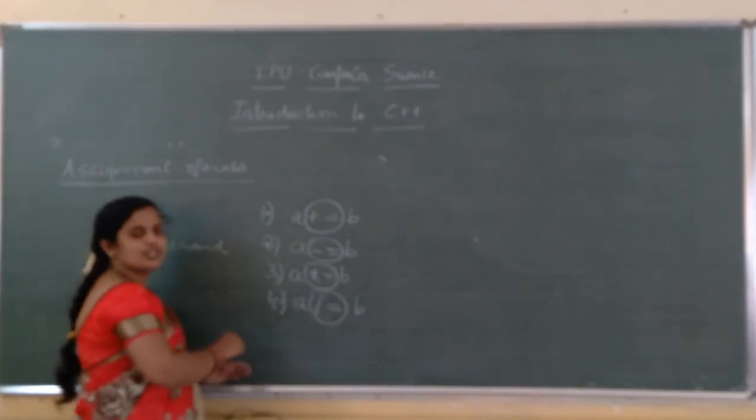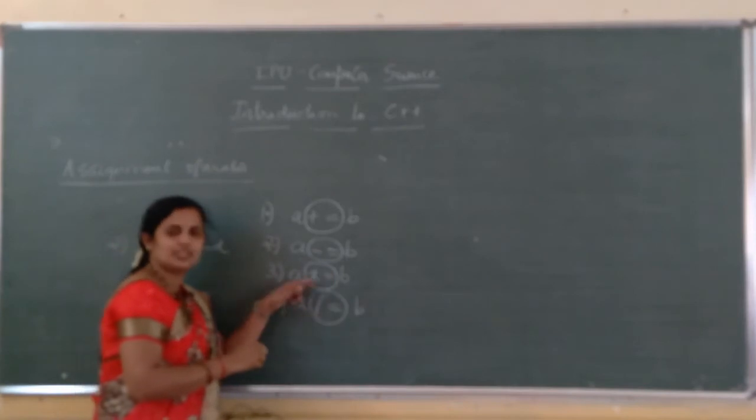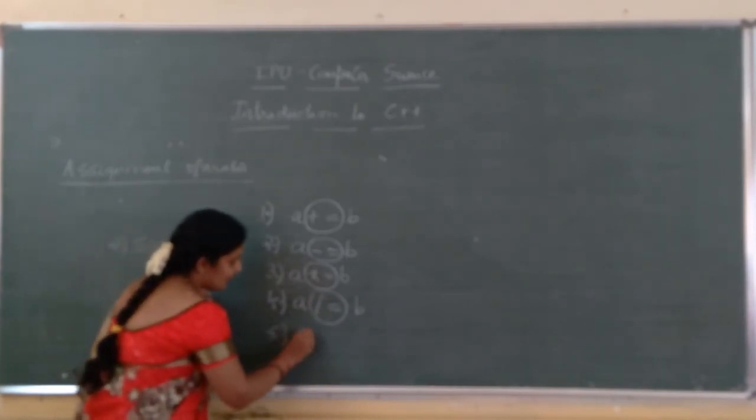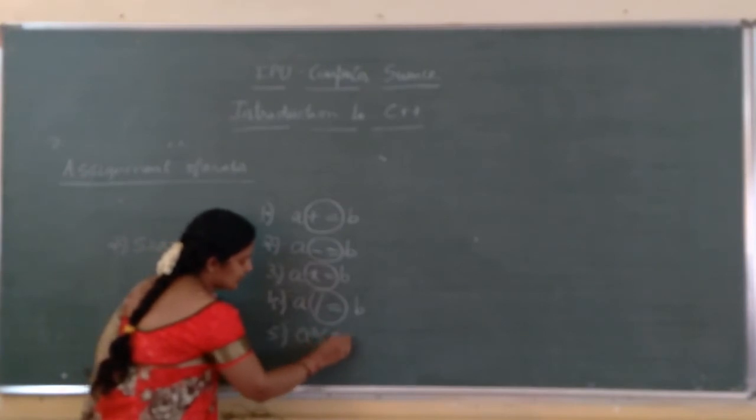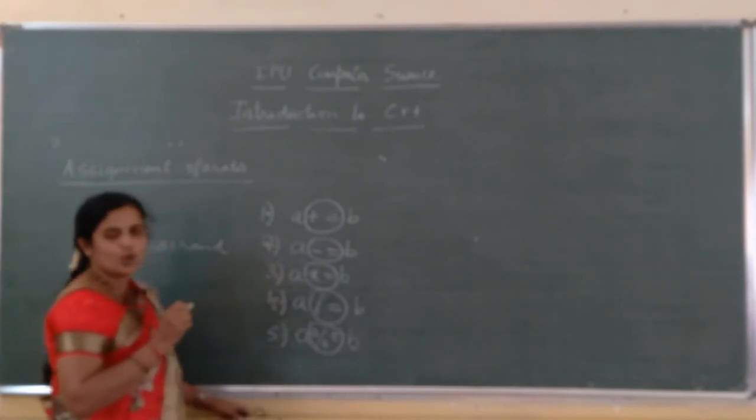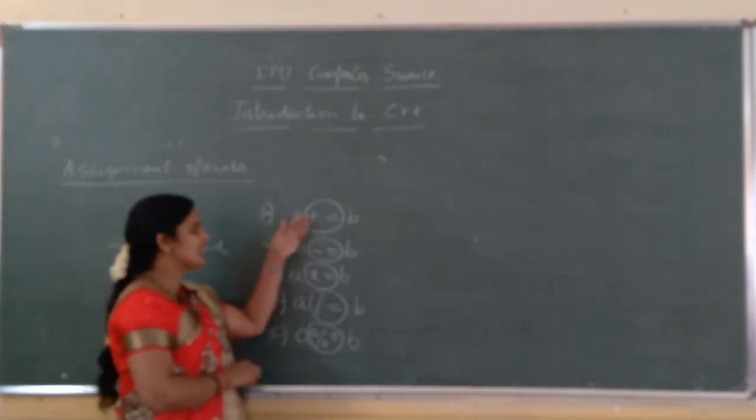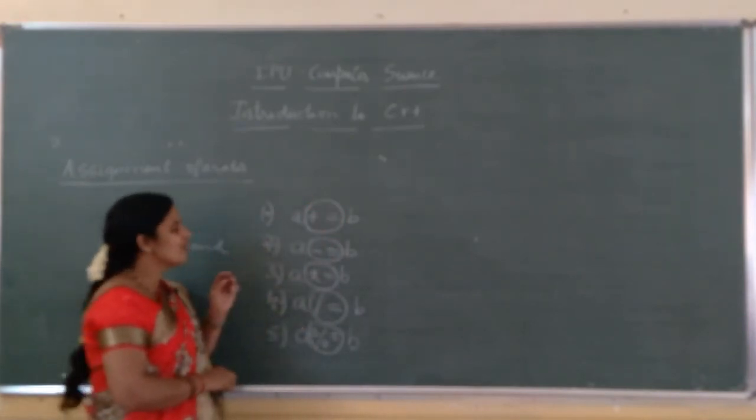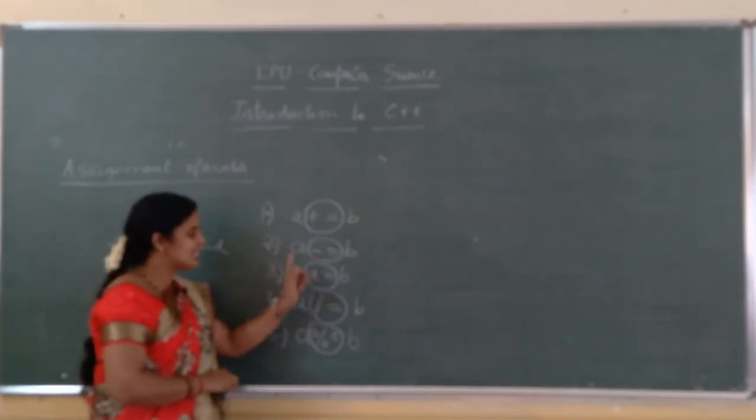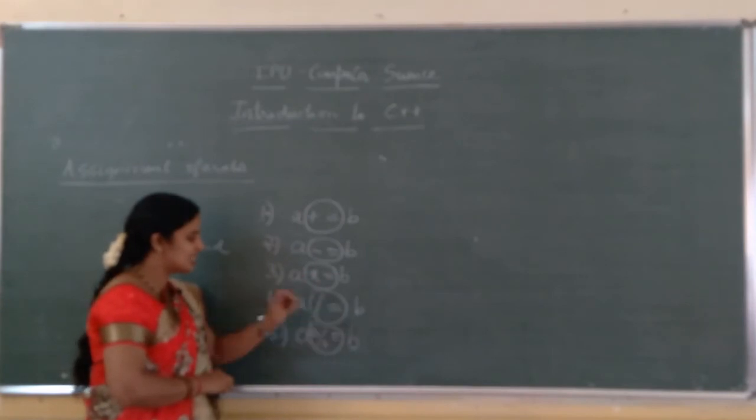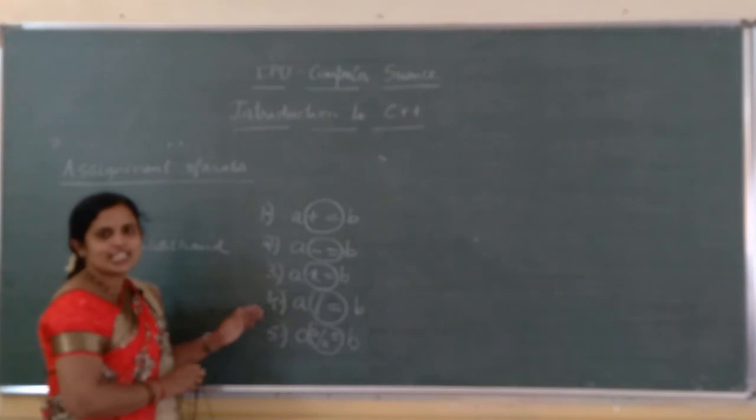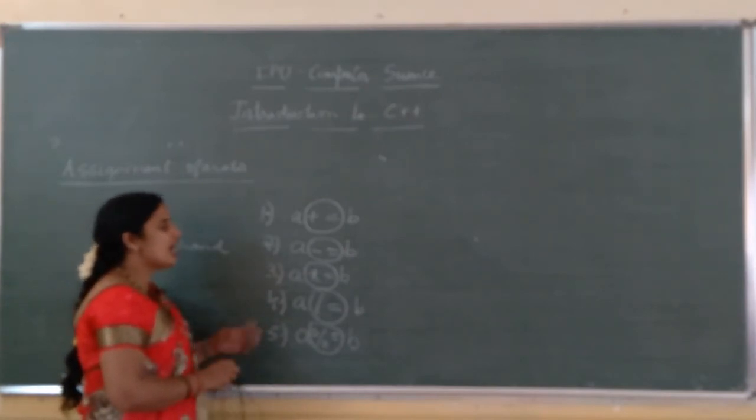Just to make it out, this is the operator, I just put a circle here. Fifth one, A modulus is equal to B. This is the operator we have used. Just to make you understand, I have put a circle here: A plus is equal to B. Here plus is equal to, minus is equal to, star is equal to, slash is equal to, mod is equal to are the shorthand assignment operators. We will see how they work.